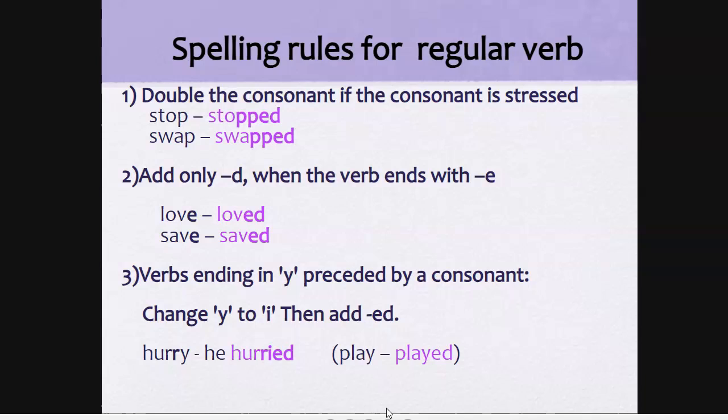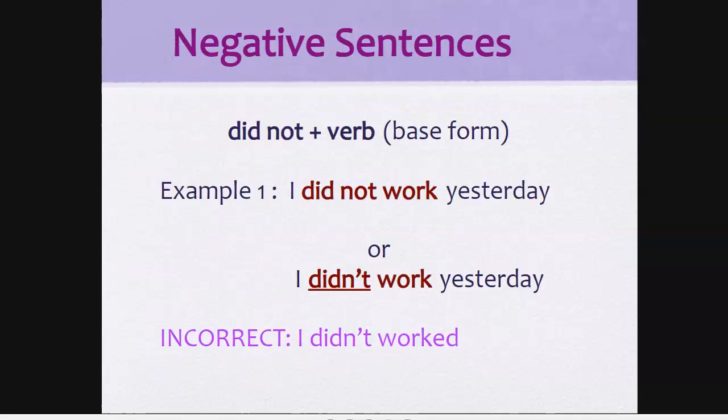The third rule is for verbs ending in Y, preceded by a consonant. Change Y to I, then add -ed. Hurry, hurried. Play, played. For verbs ending in Y preceded by a consonant, you must change Y to I, then add -ed after the verb. For example, hurry, hurried. Play, played.